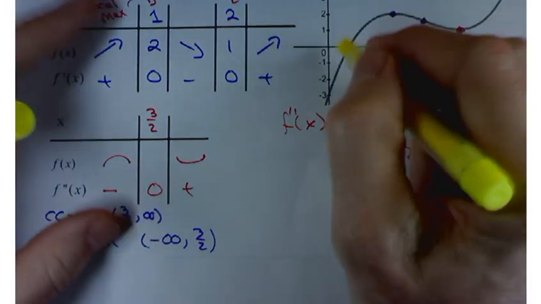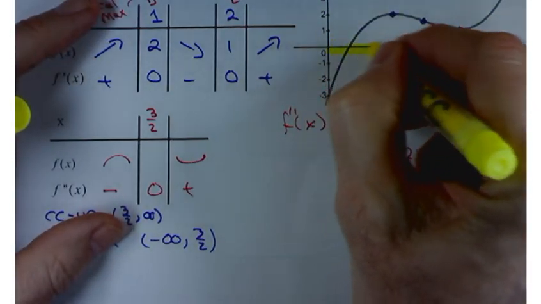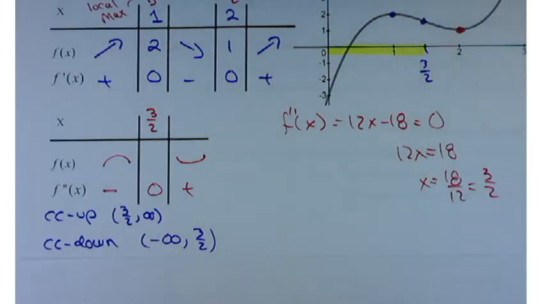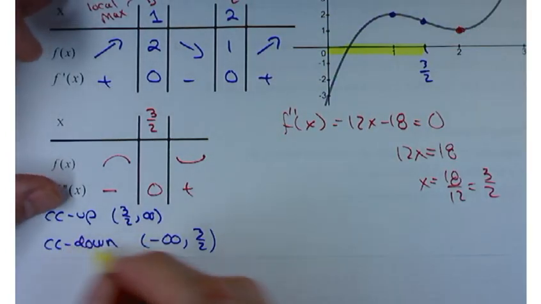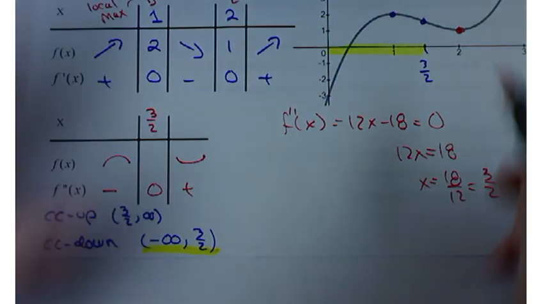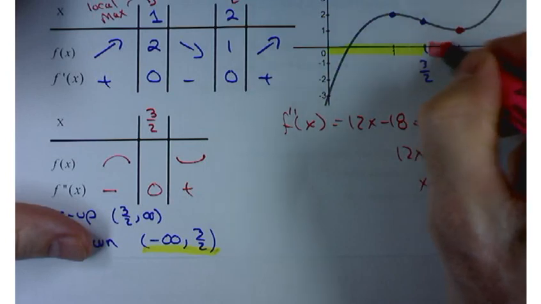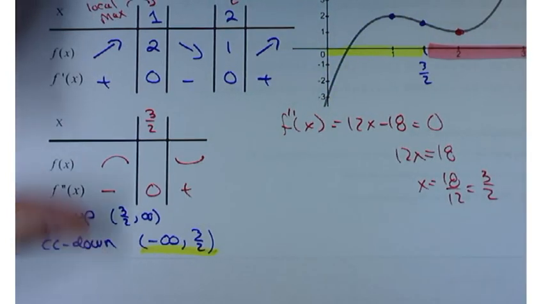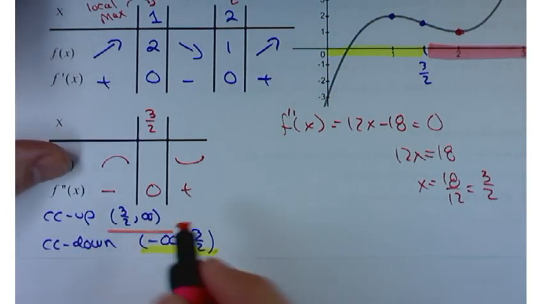So there to there for your concave down, and here to here for concave up. That's your concave up.